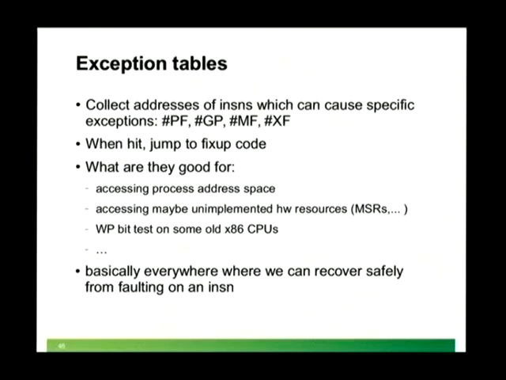So when you hit the exception, you go and look through those tables and look for the virtual address where the exception happened. And if you have it there, you jump to the fix-up code, which is another address. And what are they good for? So yeah, accessing process address space, get_user. All the get_user things do exception tables. So whenever user space is not mapped and you get a page fault, the page fault handler walks the exception tables.